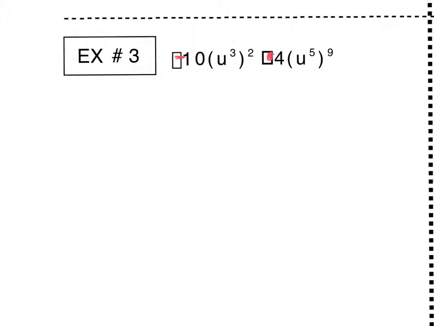Okay, we know we have power of a power because we have 3 times 2, or 3 to the 2nd power here. So that gives us negative 10 u to the 6th. And then we have u to the 5th to the 9th power. Okay, and 9 times 5 is 45. So we have negative 10u to the 6th times 4u to the 45th.